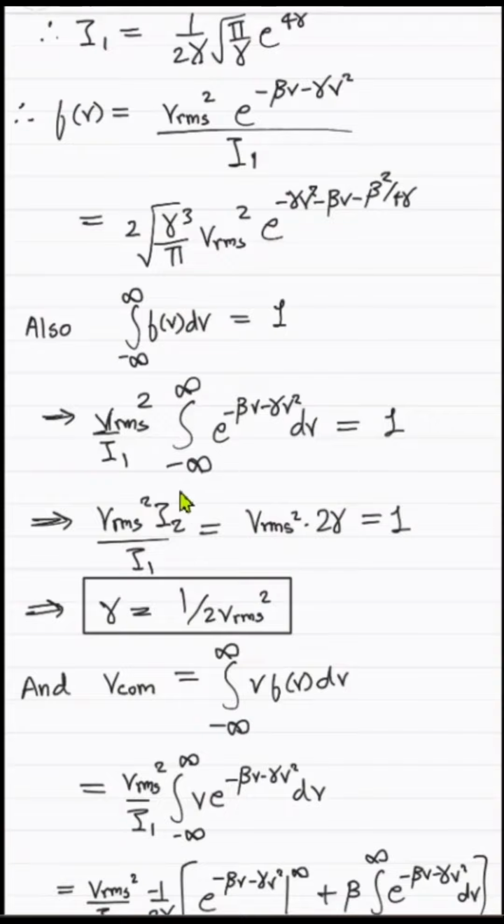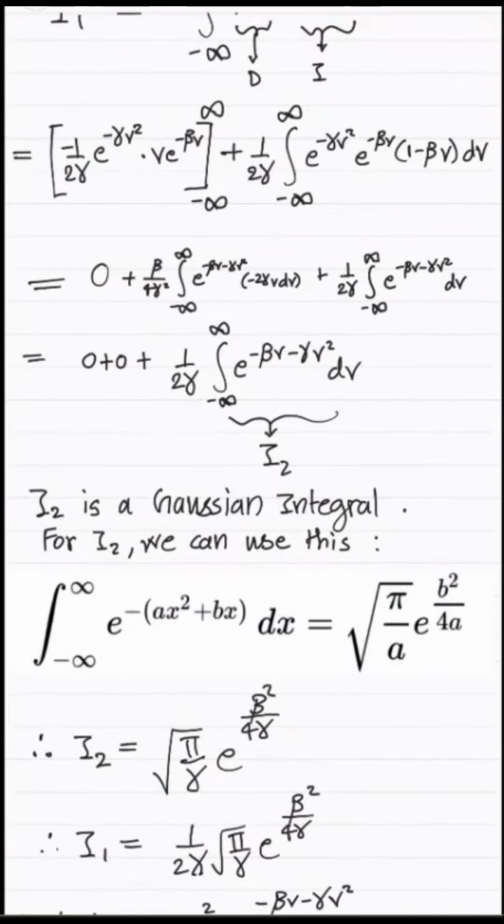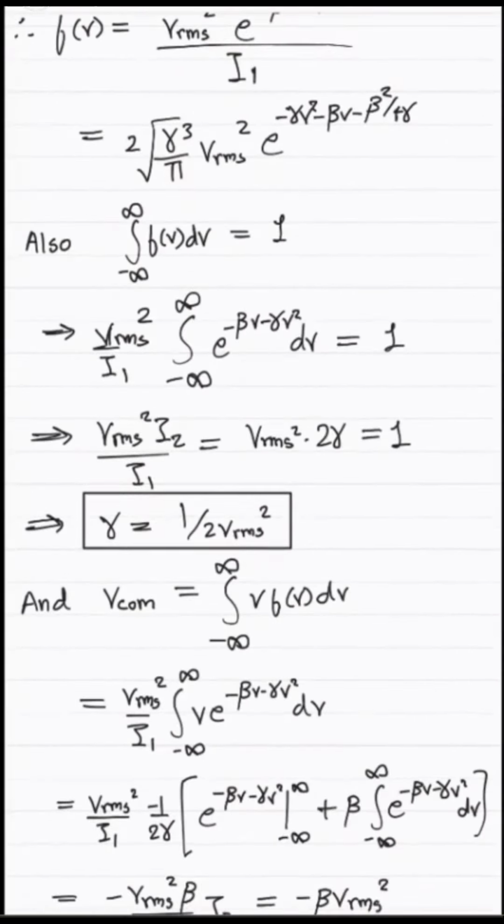Okay, so of course this integral that was I2 from the very start, it was just I2. Basically, you just get this thing that vrms squared times I2 upon I1 is equal to 1, and we know that I2 upon I1 is just 2 gamma. So basically what you get is VRMS squared times 2 gamma equal to 1. So this equation actually tells us what gamma should be. Till now we don't know what alpha, beta, gamma should be, but now we know something about it at least.